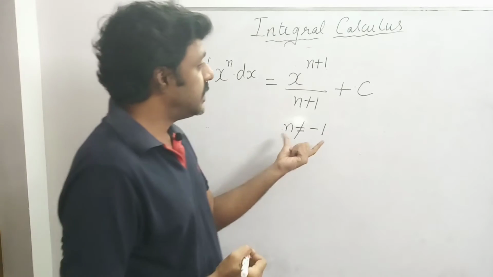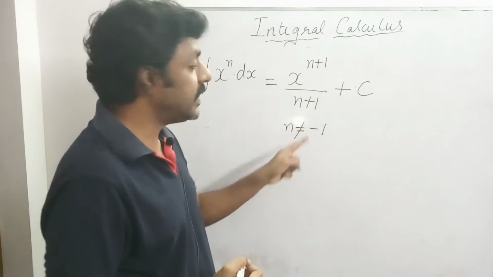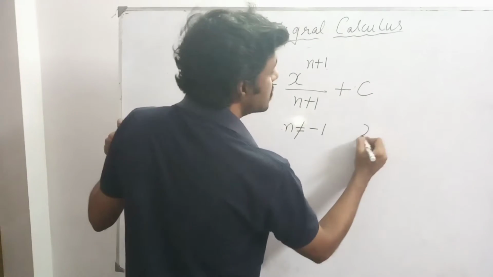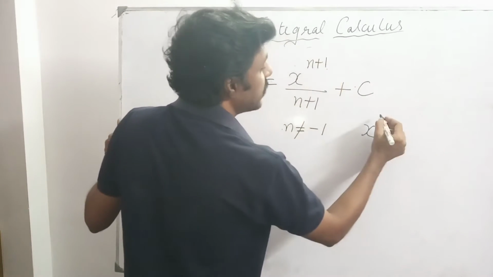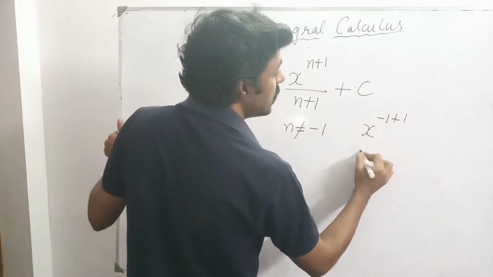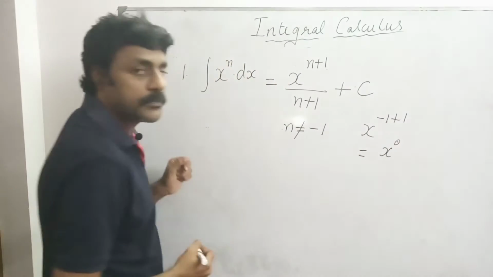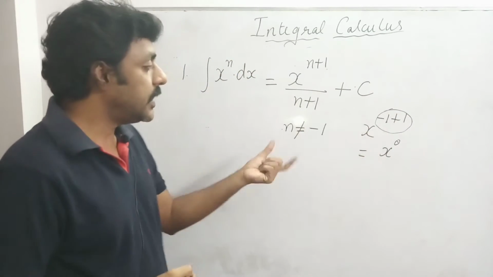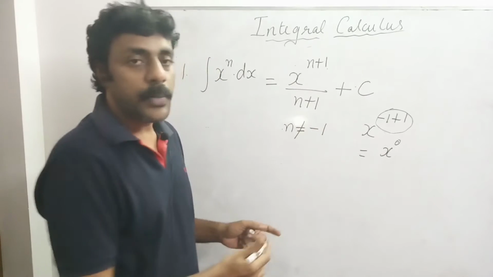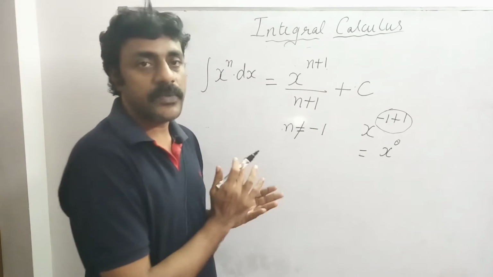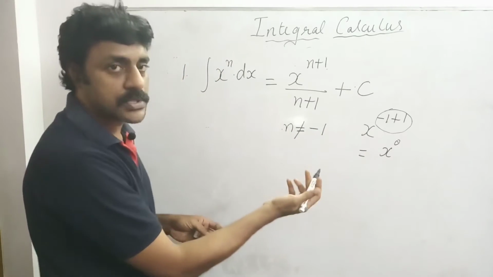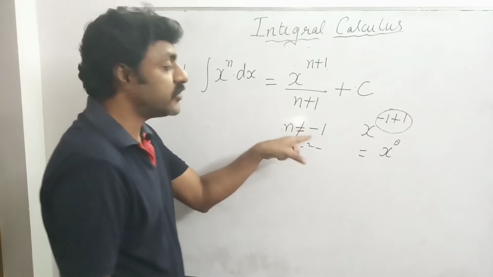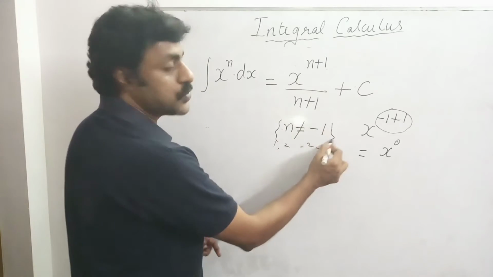The condition is that n should not be equal to minus 1, because if n is equal to minus 1, what will happen? If n is minus 1, then minus 1 plus 1 will be x to the power 0, so the value itself will become 0. In order to avoid this, the condition is n should not be equal to minus 1. It can take any other values like 1, 2, 3 or minus 2, minus 3, whatever it is, but it should not take the value minus 1.